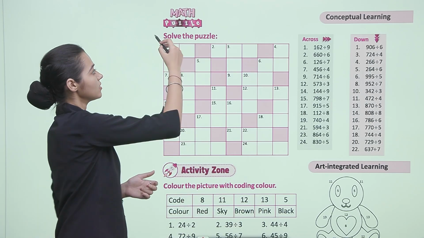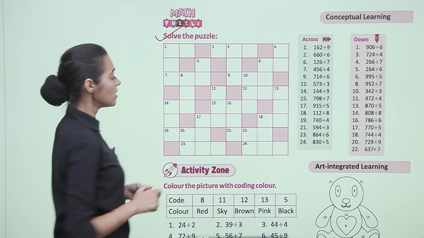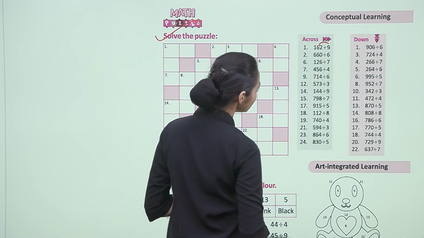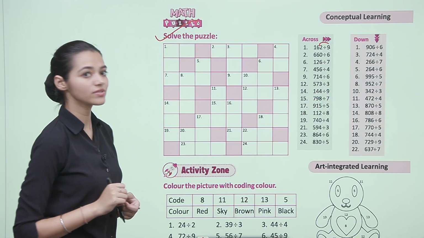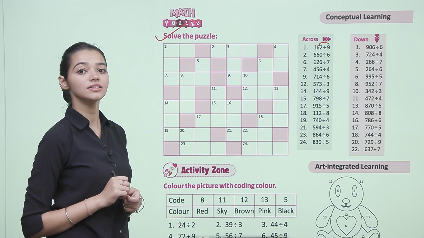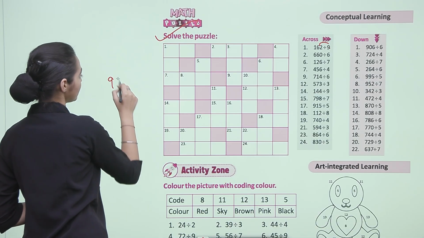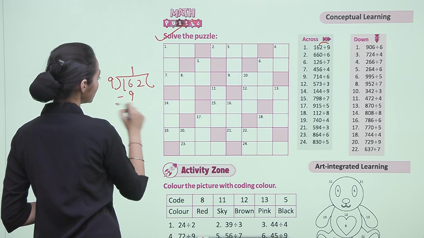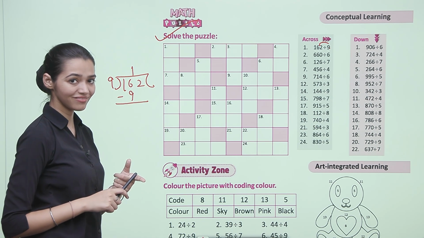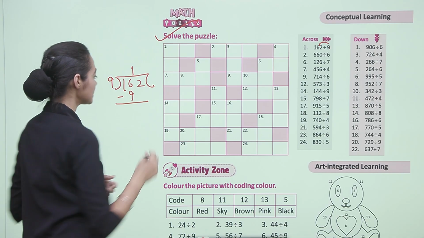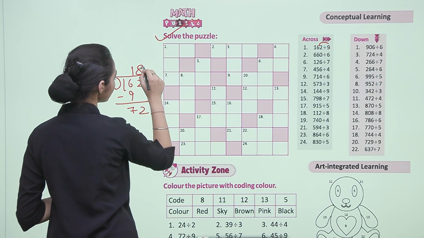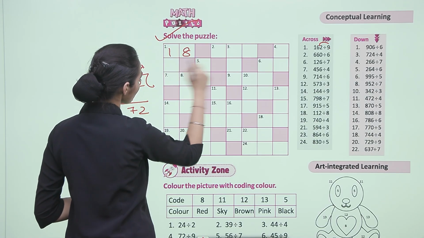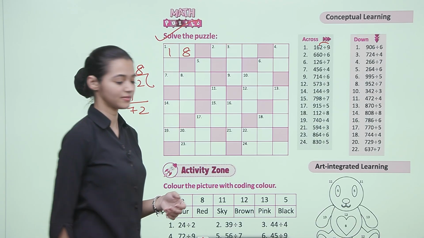Now next is our maths puzzle. We have to solve this puzzle. When we do the across column, we have 162 divided by 9. That means 9 ones are 9. 16, 12 plus 4, 16 minus 9, that is 7, and 9 8s are 72. So we will put 18 in the across one column. That's how you have to complete this puzzle.